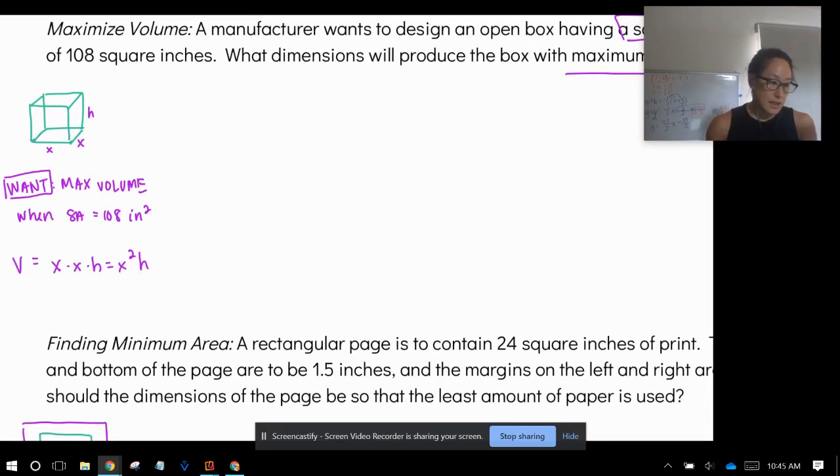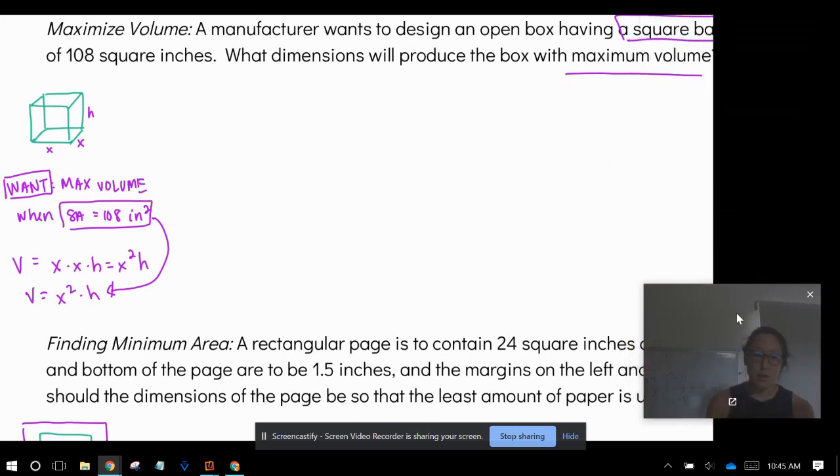So our primary equation is x squared times height. Since I have information about surface area, I also need an equation that includes surface area so that I can replace some of these variables with numerical information. So this is our secondary equation: surface area.